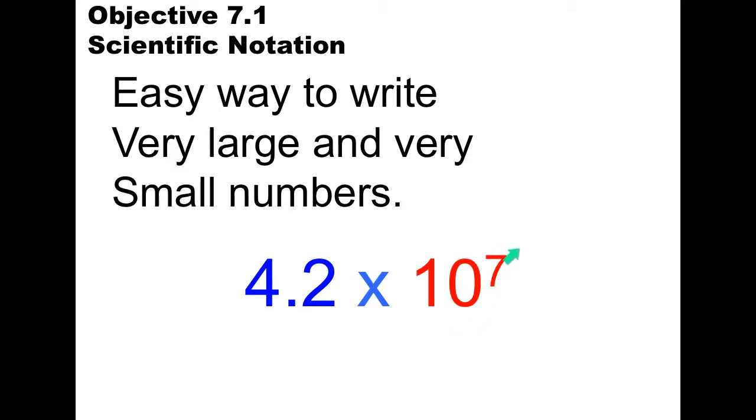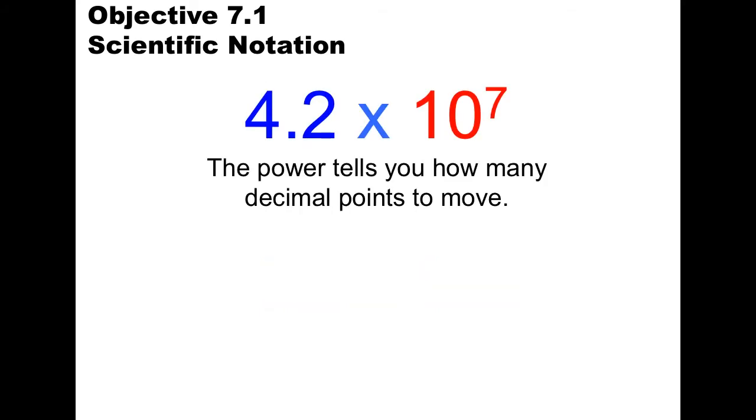So the power can either be positive or negative. If it's a positive number, that number is very large. And if it's a negative power, we know that our number is going to be really small. And the power here also tells us how many decimal points to move.